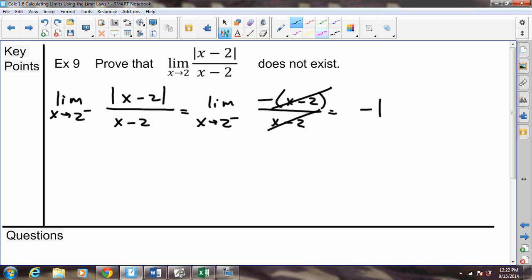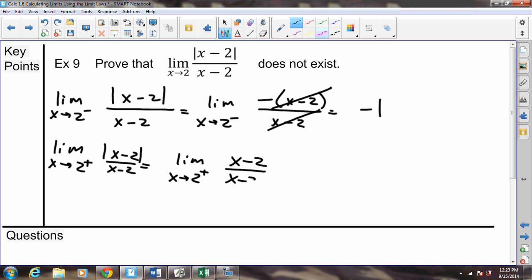If we take the right-hand limit, the right-hand limit is telling us 2.1 minus 2 would be a positive number. Because it's a positive number, it's going to be the same thing that it is, just x minus 2. Well, when they cancel, we wind up taking the limit as x approaches 2 from the right of 1, the constant, which is 1.